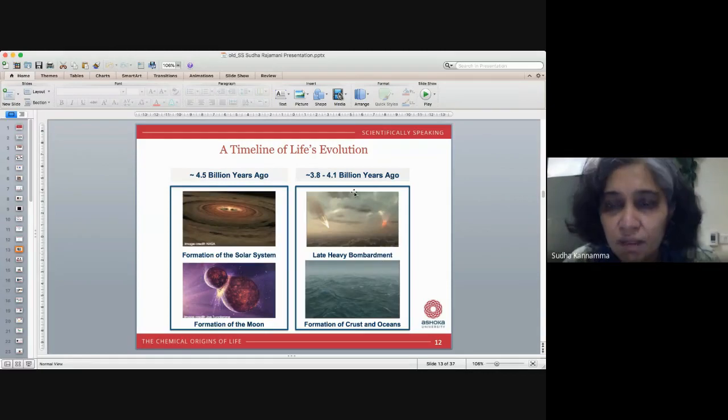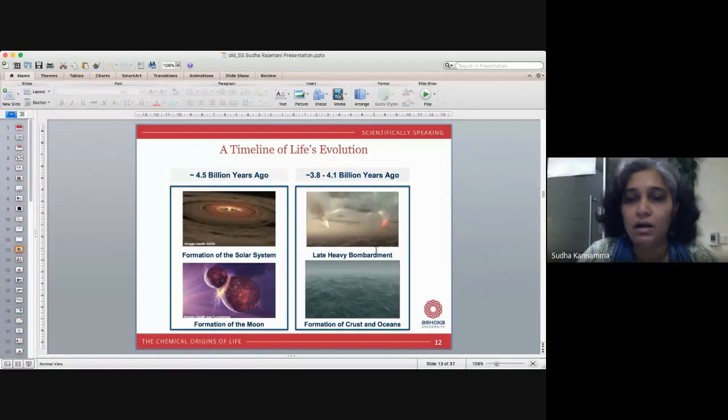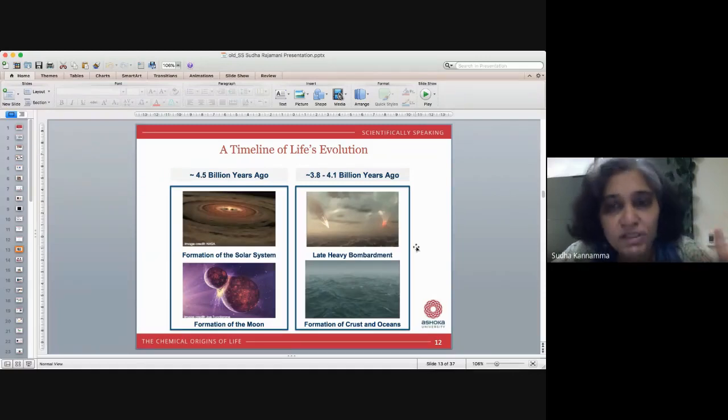Now, this is a very important aspect pertaining to early Earth, which is thought to have happened around 3.8 to 4.1 billion years ago. Again, if you talk to some astronomers, there is a difference of opinion, but most of them seem to agree that there was a period around 3.8 to 4.1 billion years ago where there was a lot of bombardment of meteorites and comets onto Earth. How do we know this? Look at the moon. There are a lot of craters, and that is also proof that this happened.